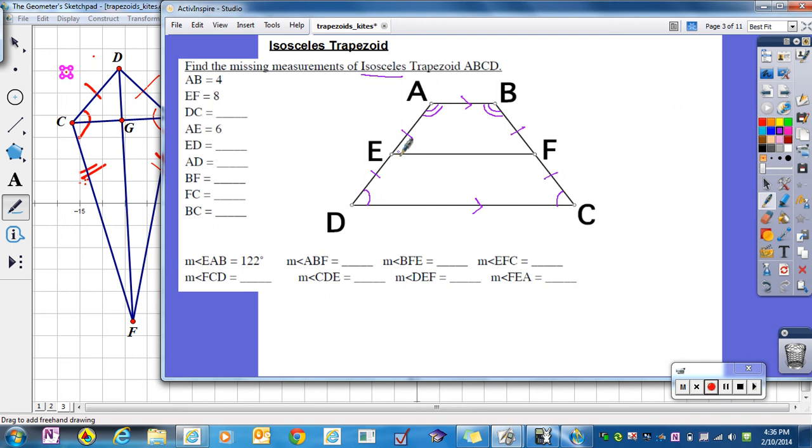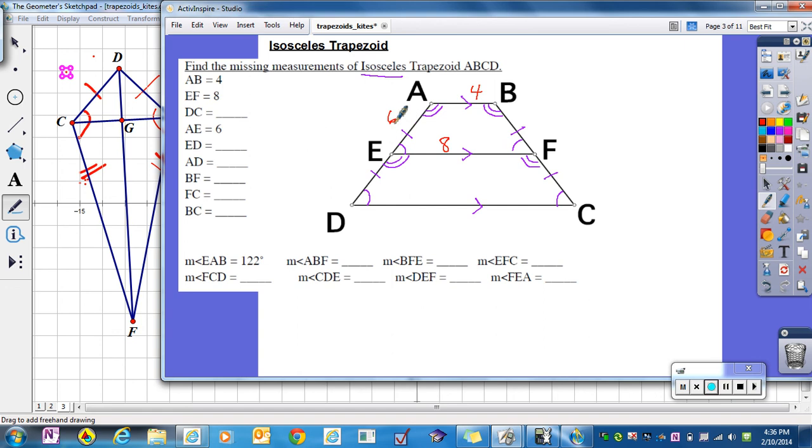Now if you notice where this median is, this is also going to be parallel to the two bases. So that means I'm going to have more congruent angles because I have corresponding angles. Angle D is going to correspond to angle AEF, and angle C is going to correspond to angle BFE. Now I also know that angle A is going to correspond to DEF, and that angle B is going to correspond to angle EFC. Now that I have all of that in there, I can start finding some measurements. We have AB is 4, we have EF is 8, we have AE is 6.